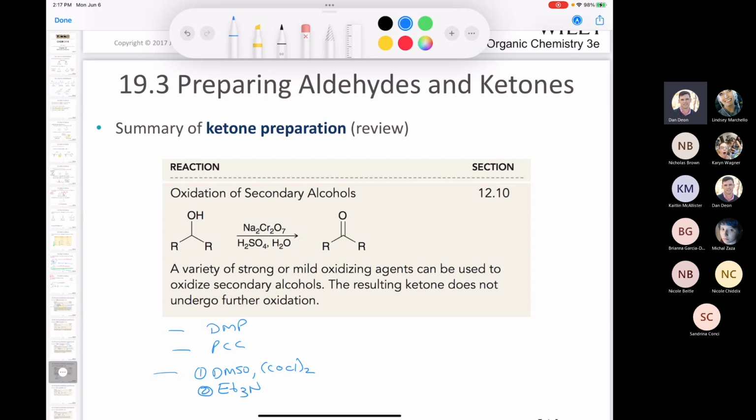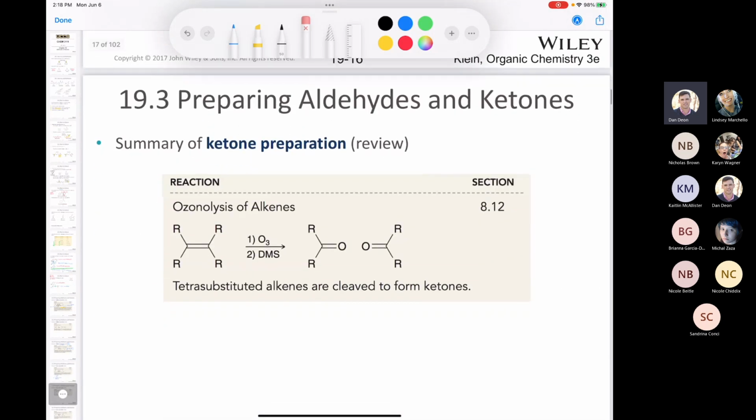These will all work. You could even use KMnO4 and hydroxide, and then H3O+ in the next step. That'll work too. So any kind of oxidation will oxidize a secondary alcohol to a ketone. Don't have to be fussy about that.